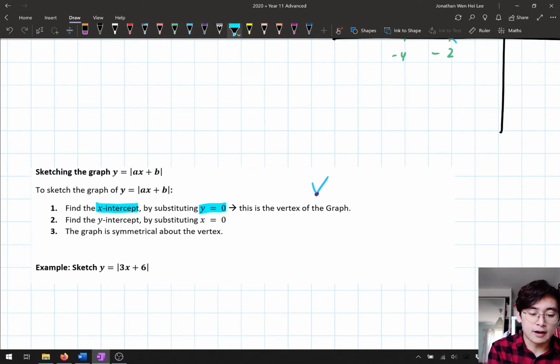The next part is then you find the y-intercept by substituting x is equal to 0. And so you've got another point that you can graph. This is if that's possible. Sometimes that is not going to be possible. And then the graph is going to be symmetrical about the vertex.